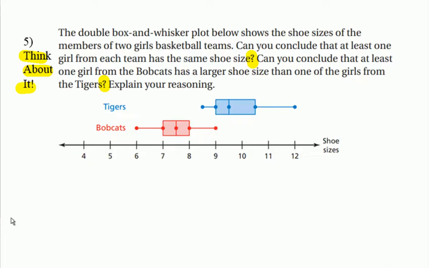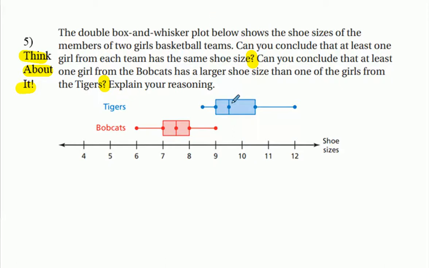And let's get to that last think about it question. I love this question. I think it's really cool. There's two girls basketball teams. These are the Tigers and the Bobcats, and this is their shoe sizes. So the first question says, can you conclude that at least one girl from each team has the same shoe size? Is there a girl on the Tigers that has the same shoe size as a girl from the Bobcats? What's your answer for this? The answer should be yes.